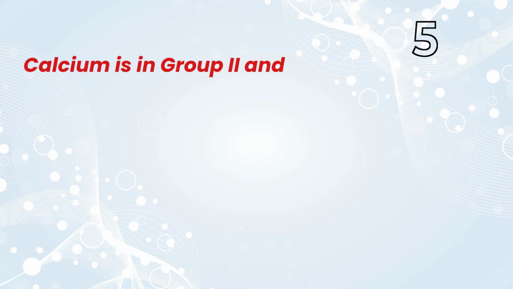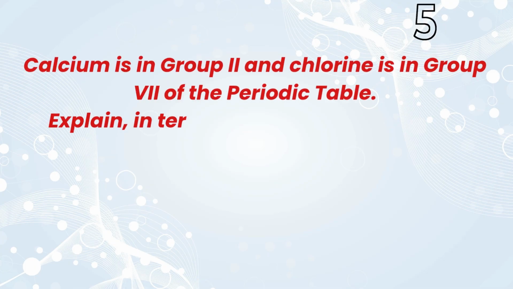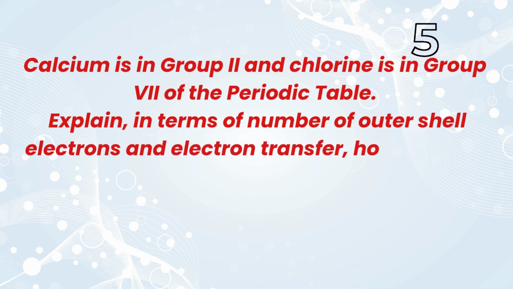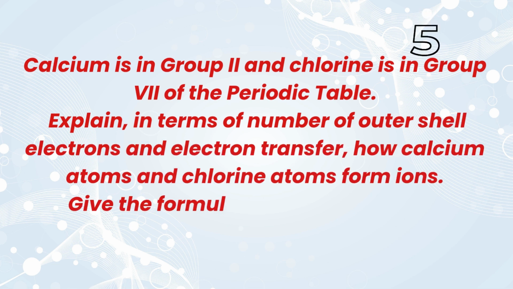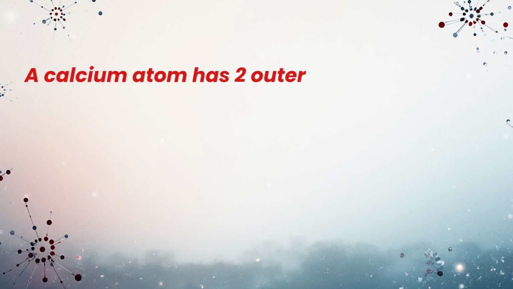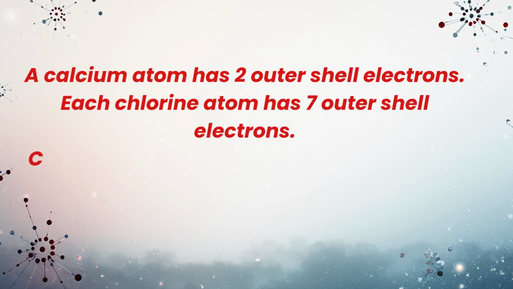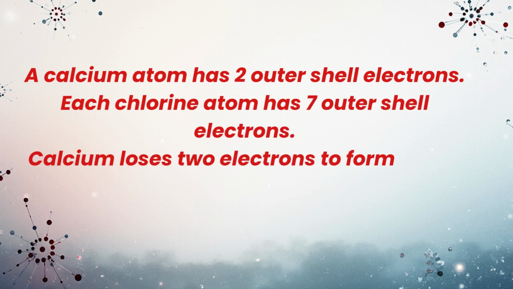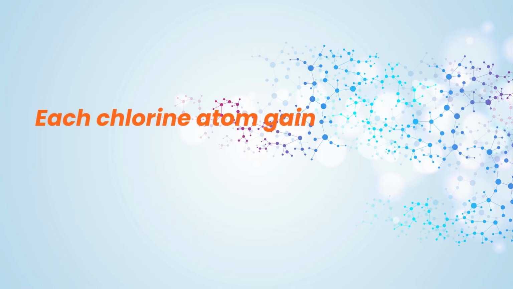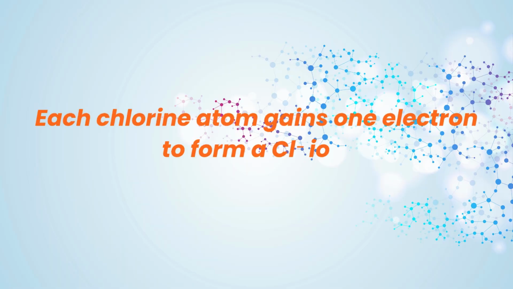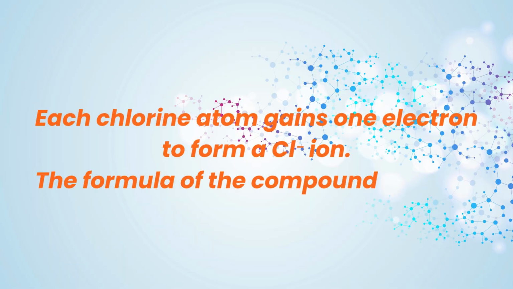Calcium is in group 2 and chlorine is in group 7. Explain how calcium atoms and chlorine atoms form ions. Give the formulae of the ions formed. A calcium atom has 2 and a chlorine atom has 7 outer shell electrons. Calcium loses 2 electrons to form a Ca²⁺ ion. Each chlorine atom gains 1 electron to form a Cl⁻ ion. The formula of the compound is calcium chloride.